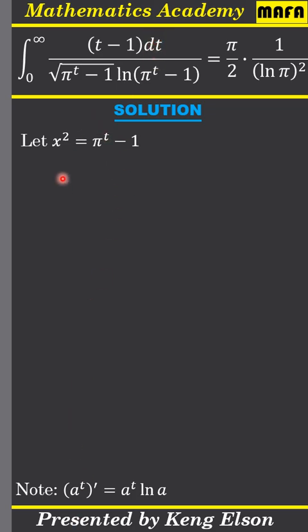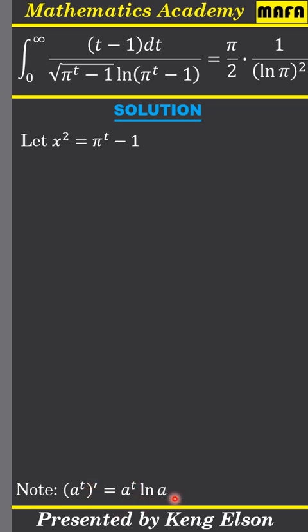If I differentiate both sides, the left hand side will be easy to differentiate because I'll just have 2x dx. Now to differentiate the right hand side, when I differentiate 1, I get 0 because 1 is a constant. When I differentiate pi to the power t, it's equivalent to differentiating a constant raised to the power t, and generally if I differentiate a to the power t, I'm going to get a to the power t times the ln of a.